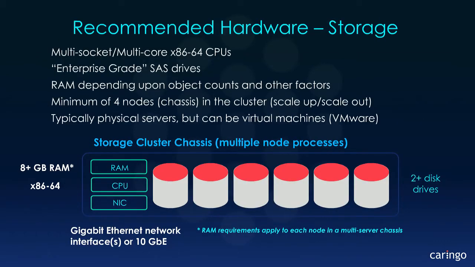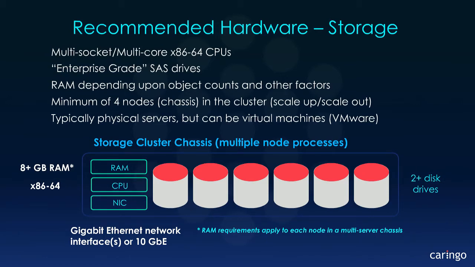As far as moving up into something that's a little more robust, the recommended hardware for production storage, you're looking at multi-socket, multi-core x86 64 CPUs in your server chassis. As we mentioned previously, we're looking at deploying on enterprise-grade SAS drives with the associated SAS controllers that are JBOD HBAs that go with that.